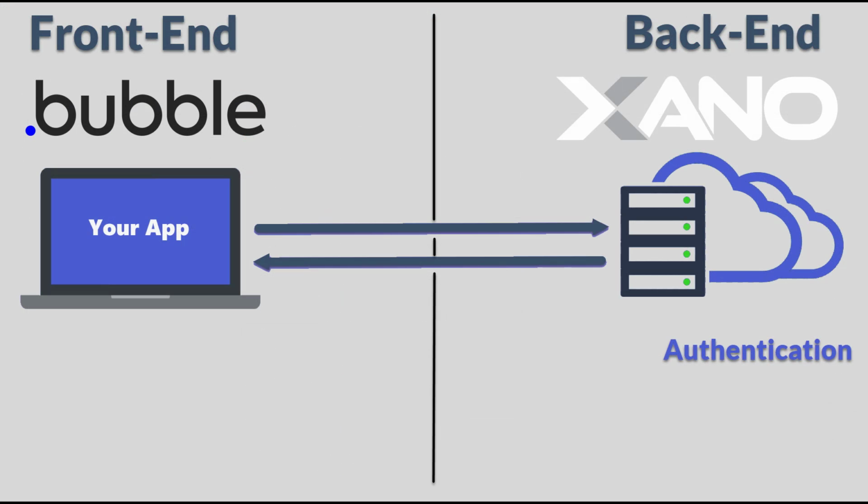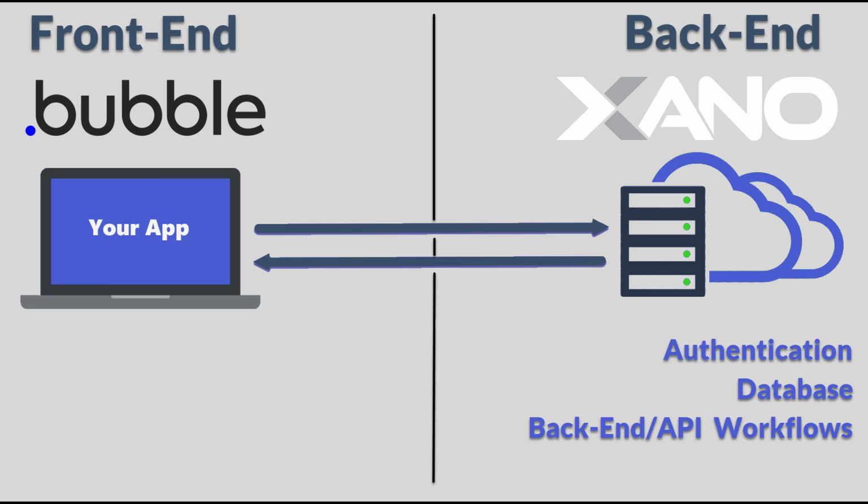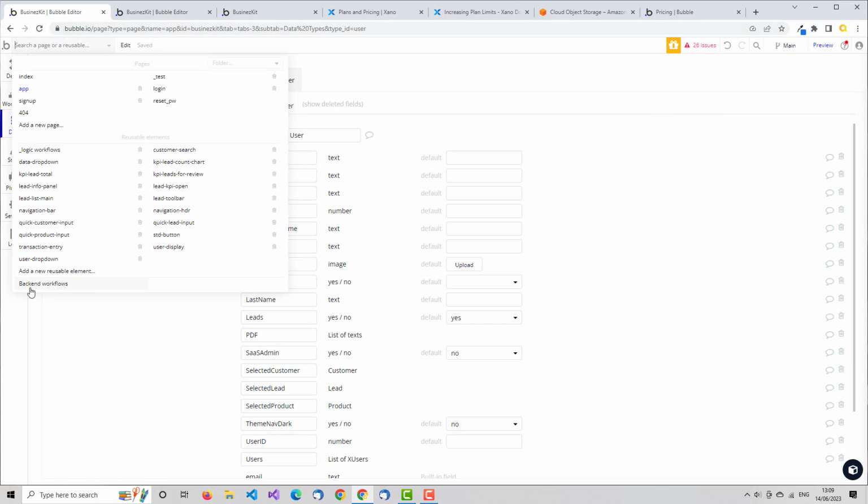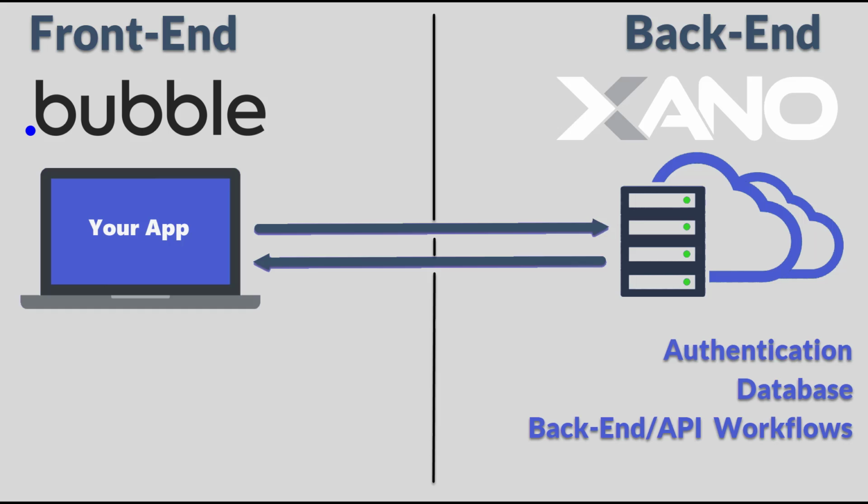So it's going to be the authentication, auth, it's going to be the database, and also it's going to be your backend workflows. So when you're in Bubble and you want to create a new workflow, you go here and you say backend workflow. That we do not do in Bubble. We will use Xano for that. Okay, so that's the Xano end of it clear. Is it auth, database, API workflows, backend workflows, okay?